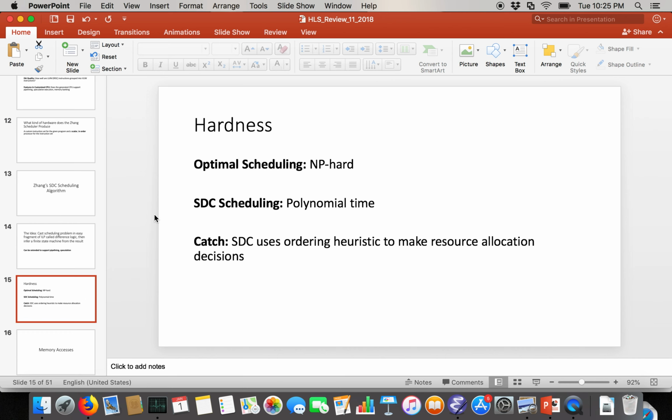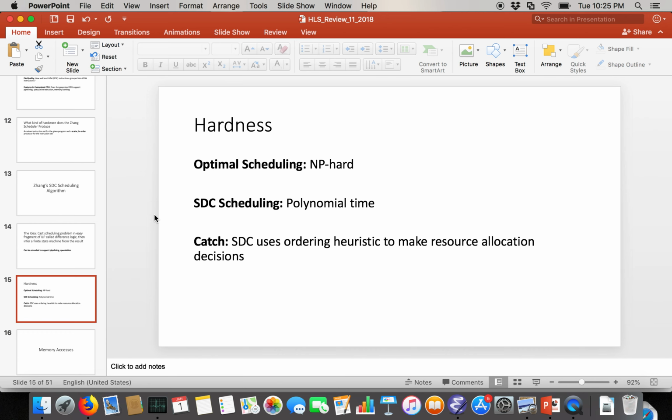SDC scheduling is polynomial time. So even though it's technically an integer linear programming problem, it's such an easy fragment that there's actually a sort of polynomial time graph traversal algorithm that can solve the SDC problem that Zhang's scheduling algorithm comes up with. And that should raise a red flag, right?